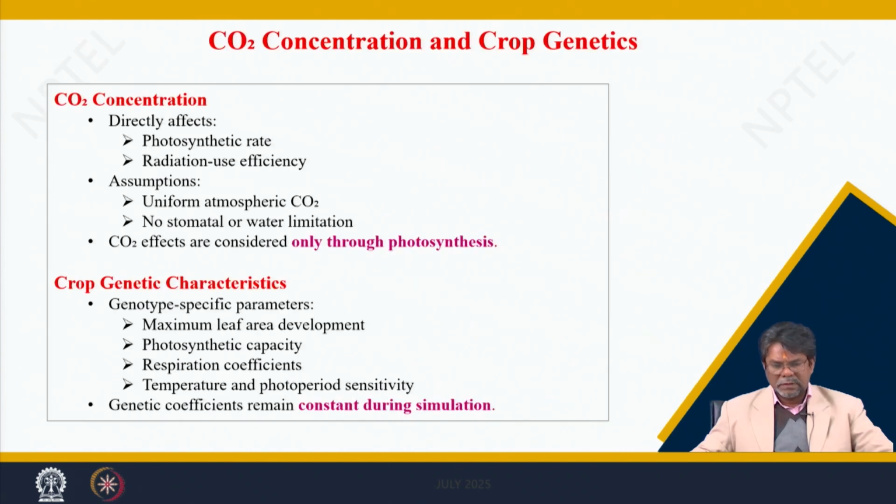And the CO2 concentration. CO2 affects the photosynthetic rates and the radiation use efficiency, because every crop has a constant radiation use efficiency, but that is at optimum CO2 concentration. With the lower CO2 concentration, that also influences the radiation use efficiency of the crop.